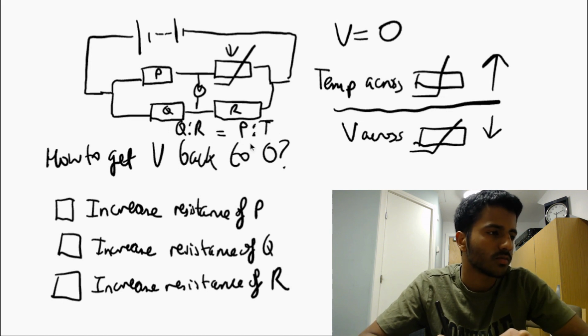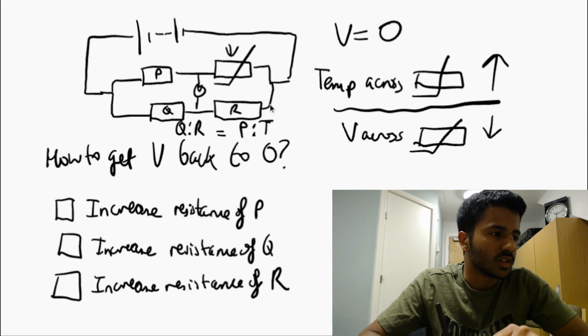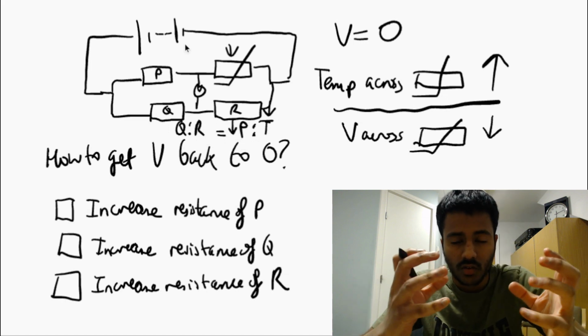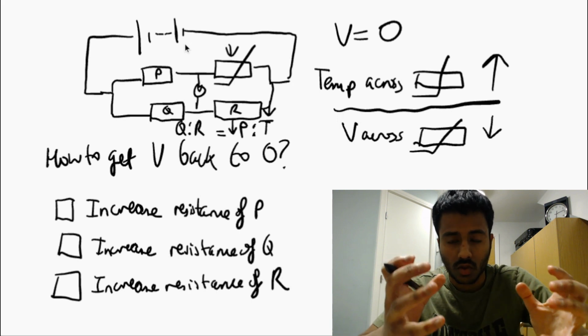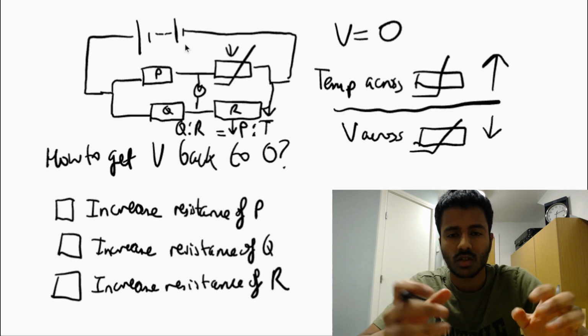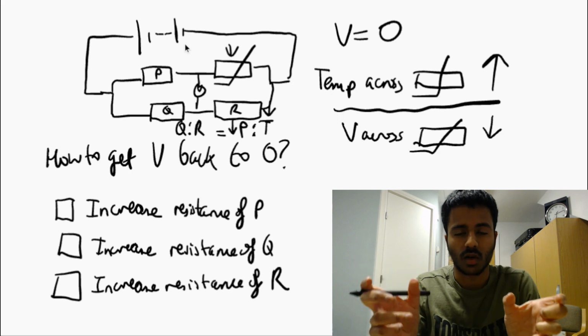Let's call it T. So therefore, if T decreases, in order to keep this ratio the same, you either need to decrease P, because if you decrease the resistance of P, the voltage reading across P will also decrease. So then they'll sort of cancel out and balance each other.